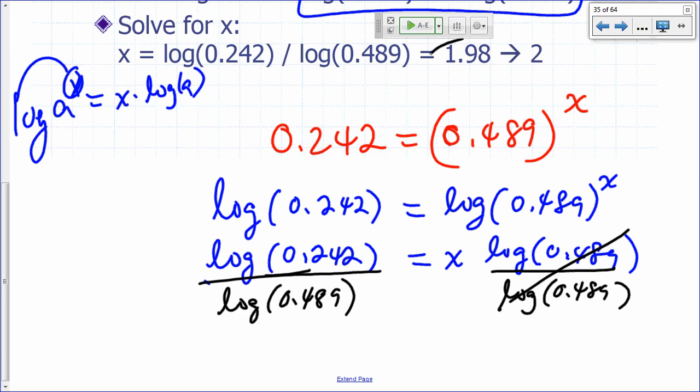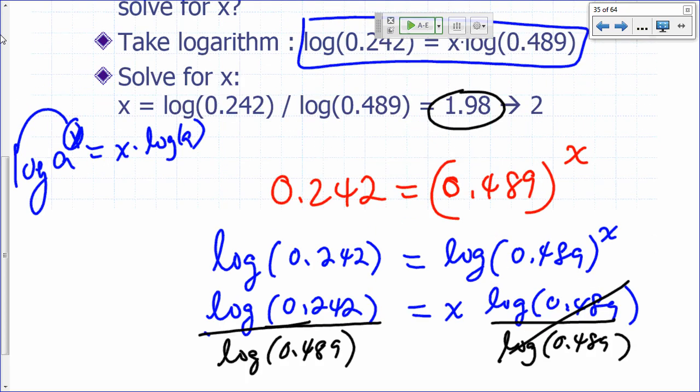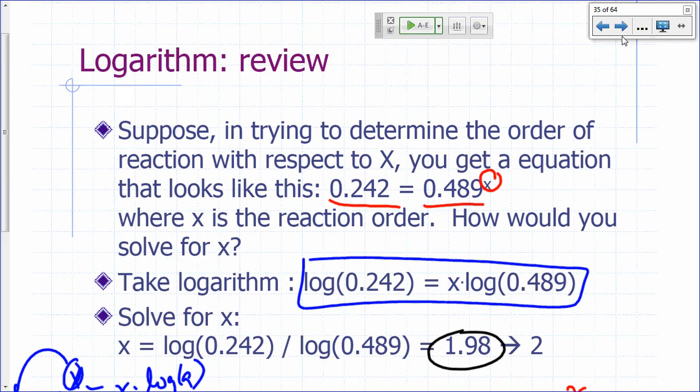And if you did this on your calculator, you might find something like 1.98. So if it's very close to a whole number, you round it to a whole number. Okay. Typically, when you're doing these things, round to the nearest half integer. So if you get something like 1.54, you round it to 1.5. Okay. Reaction orders are typically either whole numbers or half integers. So you can have an order like 3/2 or 1/2, or 2 or 1. So I think that's a good place to stop.